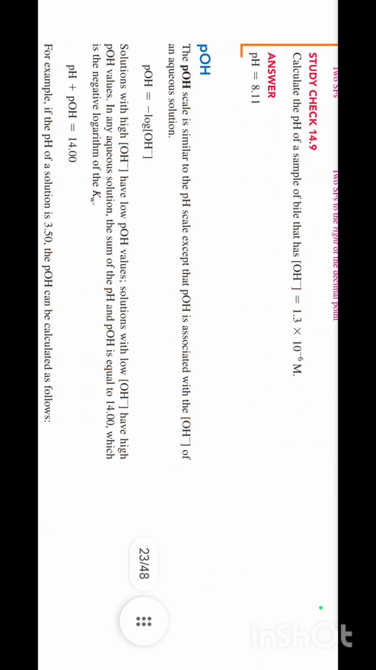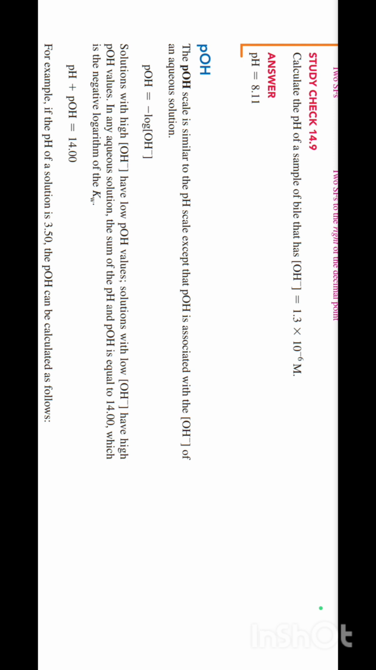Now we will discuss what is pOH. The pOH scale is similar to the pH scale, except the pOH is associated with the OH negative of an aqueous solution. pOH equals minus logarithm of OH negative. Solutions with high OH have low pOH value. Solutions with low OH have high pOH value.